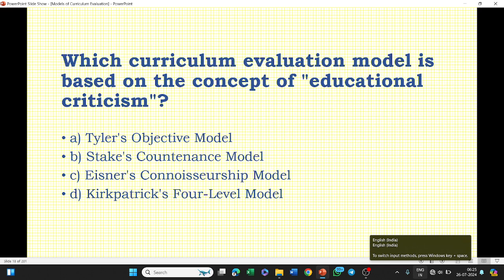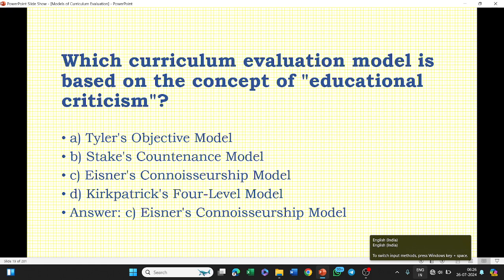Next, which curriculum evaluation model is based on the concept of educational criticism? Options: Taylor's objective model, Stake's countenance model, Eisner's connoisseurship model, Kirkpatrick's four level model. Answer of this question is option C, that is Eisner's connoisseurship model.